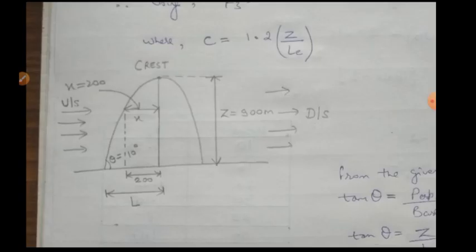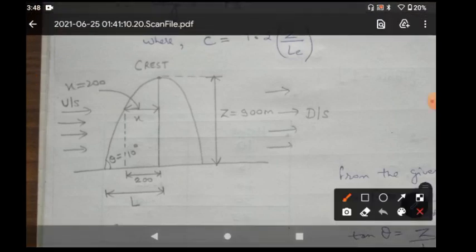As per the values given in the question, we are representing the height of the hill by capital Z, which is given to us as 900 meter. The distance of the crest is 200 meter, and we are denoting it by x. And the angle given to us is 10 degree.